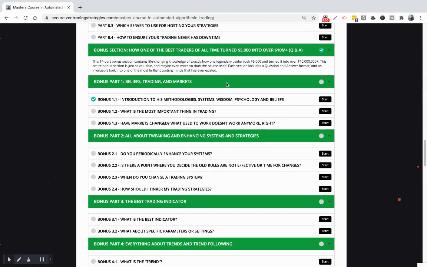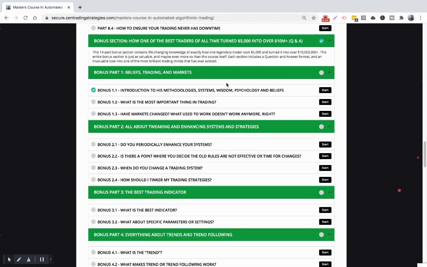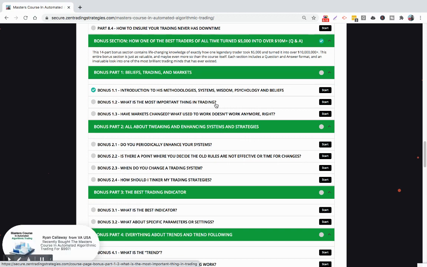So bonus part 1 is the beliefs, trading, and markets used by one of the best traders of all time. And this includes the introduction to his methodologies, the systems, his wisdom, his psychology, and his beliefs, all recorded. We'll learn about what the most important thing actually is in trading. What's the one most important thing?